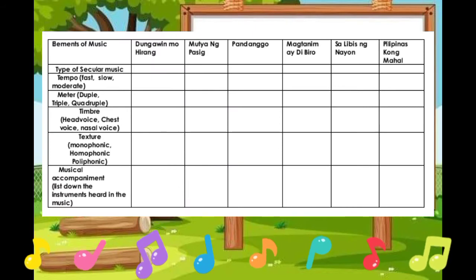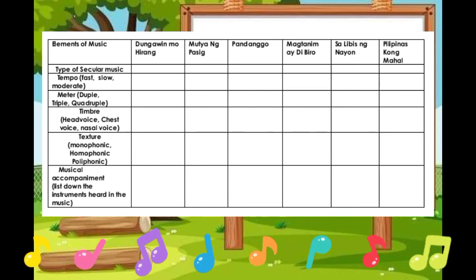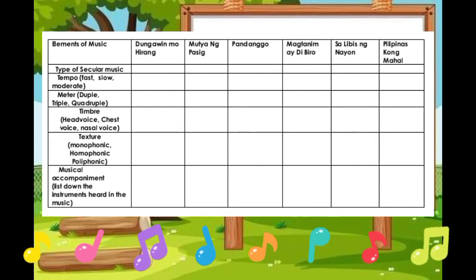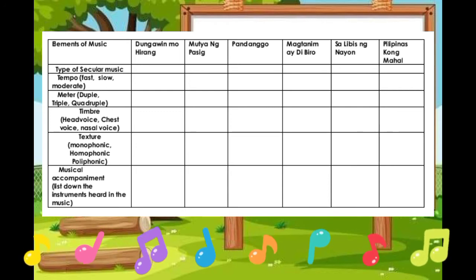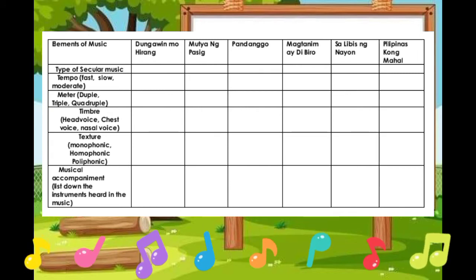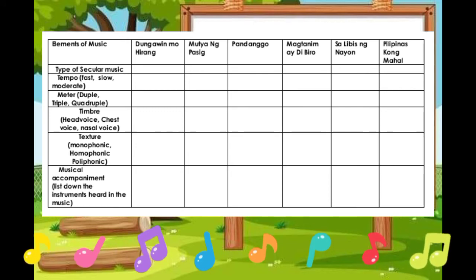For your activity number 2, listen attentively and observe the elements of the music of each song. Analyze the elements of music and fill in the table cells. How did you find the tempo? Was it fast, slow, or moderate? What is the meter of each song? Is it double, triple, or quadruple? What can you say about the timbre of the song? Is it head voice, chest voice, or nasal voice? How about the texture? Is it monophonic, homophonic, or polyphonic? In musical accompaniment, list down the instruments heard in the music.